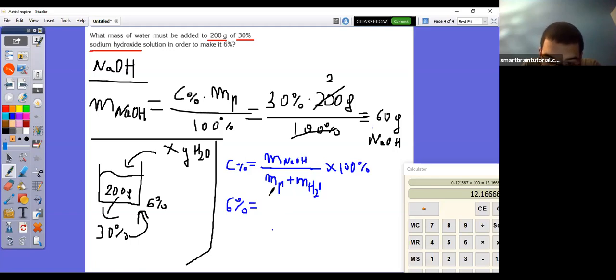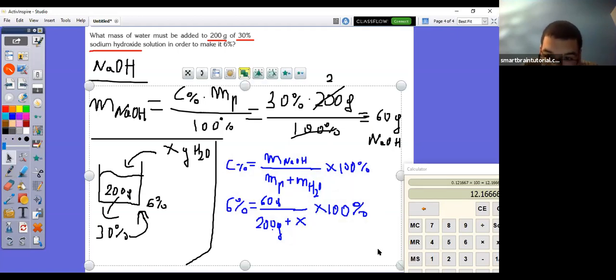Mass of sodium hydroxide, 60. We found it. The mass of solution, 200 grams, and the mass of water that is added is x. We don't know it, we will find it. So I will copy this.